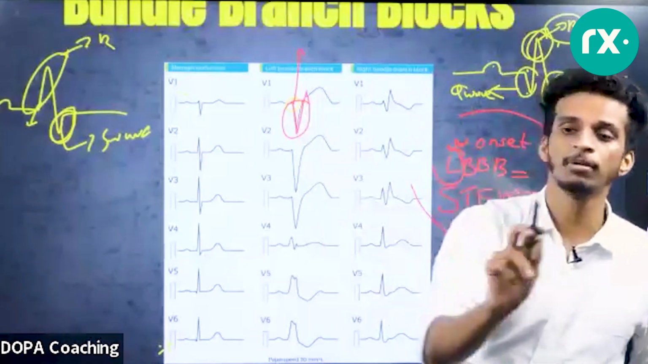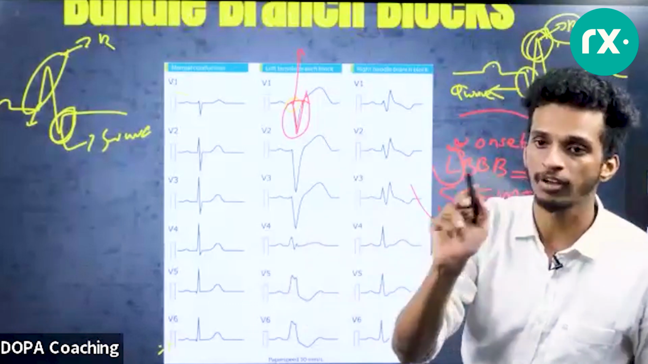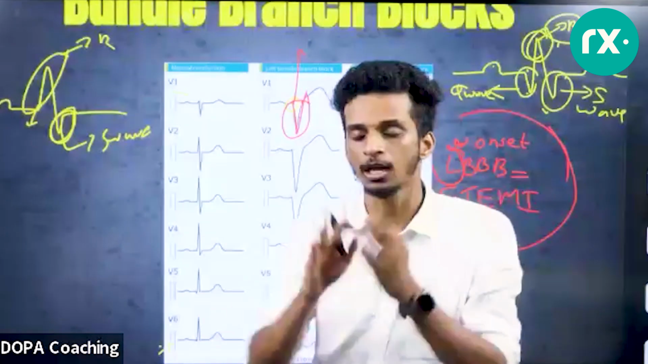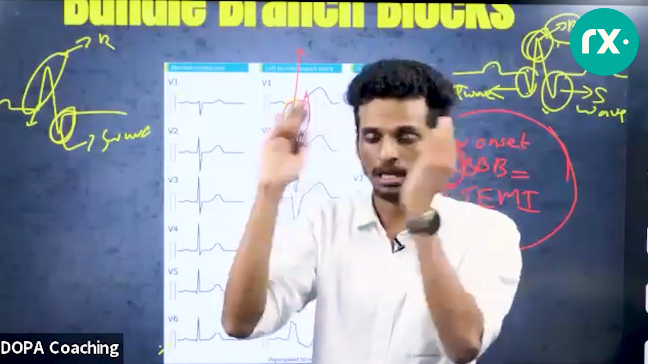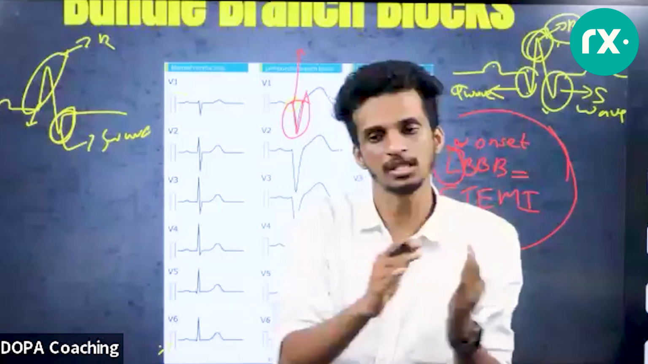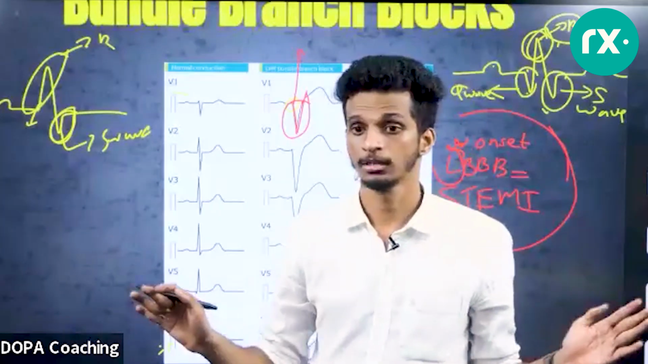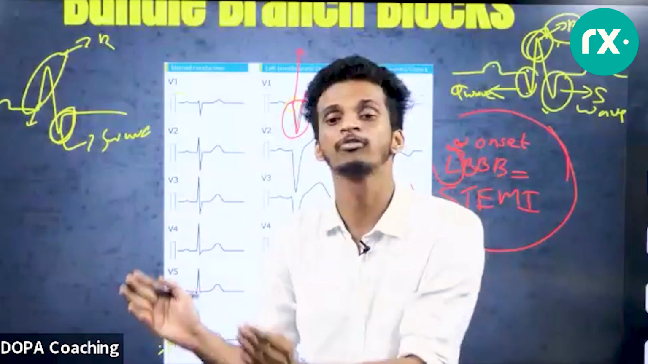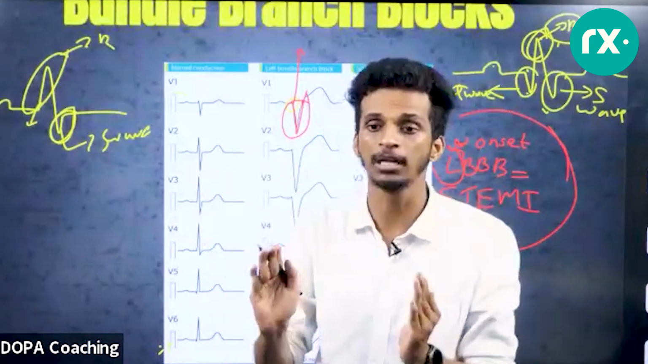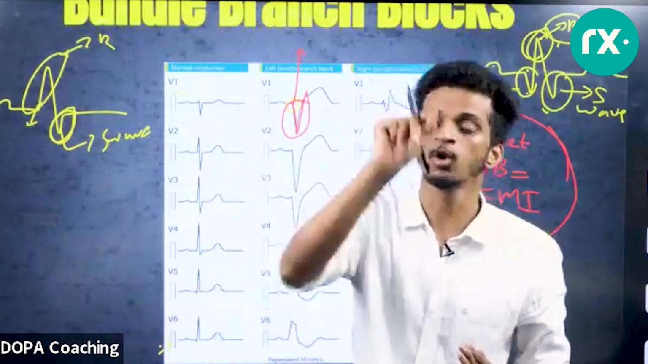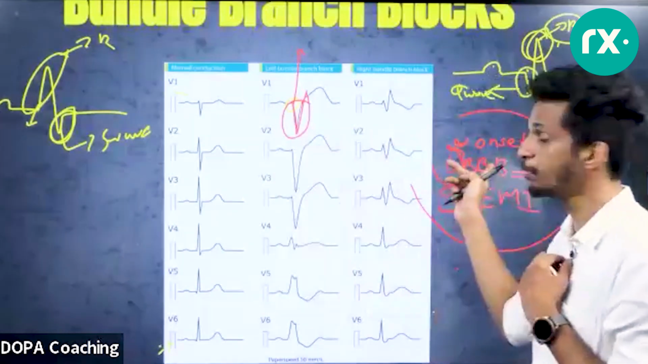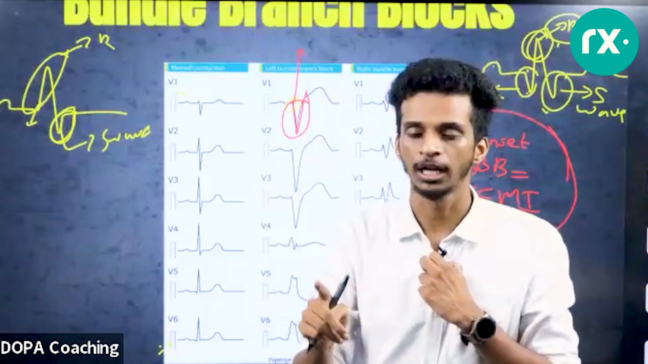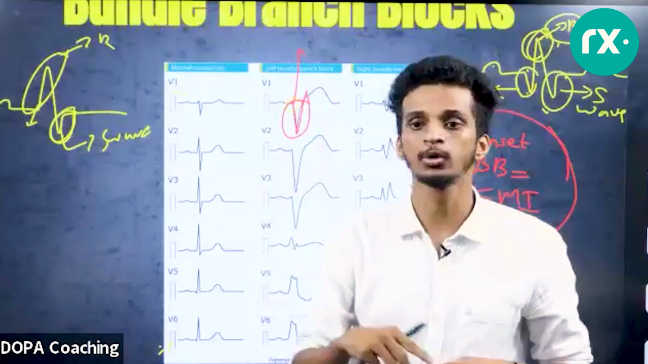LBBB is very important because of new onset LBBB. If you see LBBB in any patient, what you immediately do is ask them for their old ECG. If their old ECG also shows LBBB, it's fine. That means you don't have any emergency. But if that LBBB is of new onset, it should be treated like STEMI. You should urgently refer them. That's what I discussed before. A new onset LBBB should be considered equivalent to STEMI.